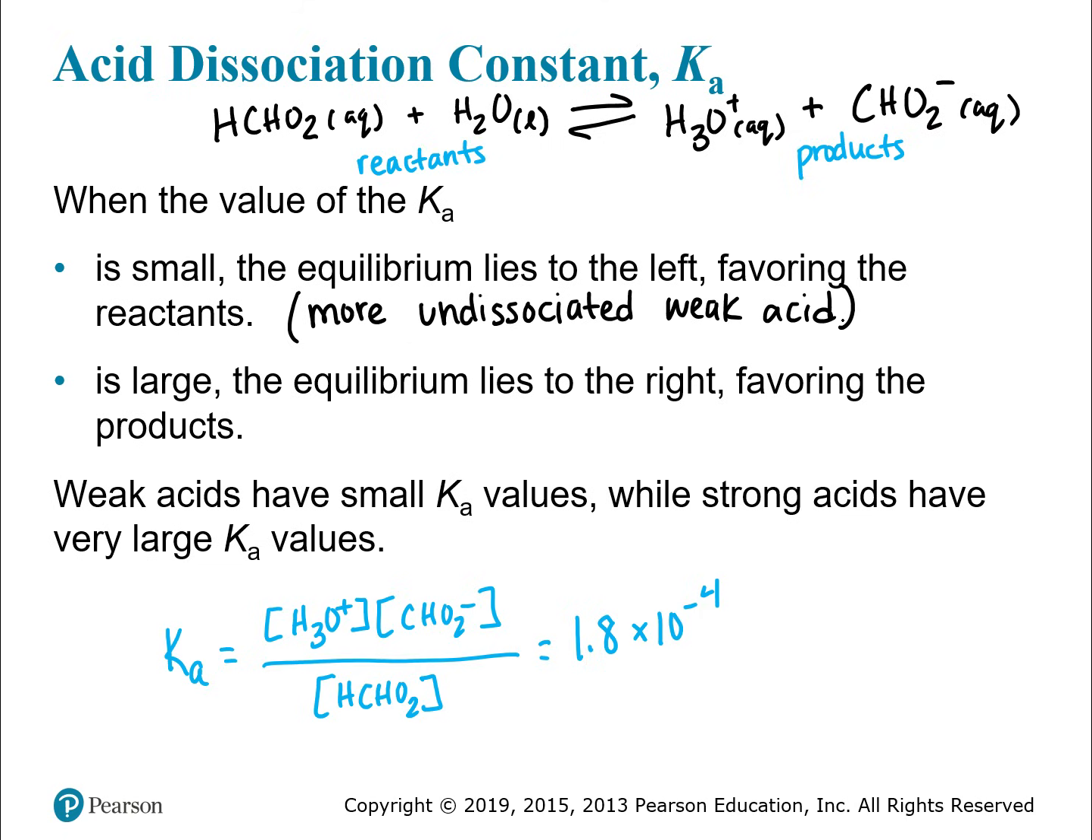So in our example, what that would mean is we'd have more formic acid. And our Ka of 1.8 times 10 to the minus 4 is fairly small. When you have a large Ka value, the equilibrium lies to the right, favoring the products. That means that you're going to have more ions.